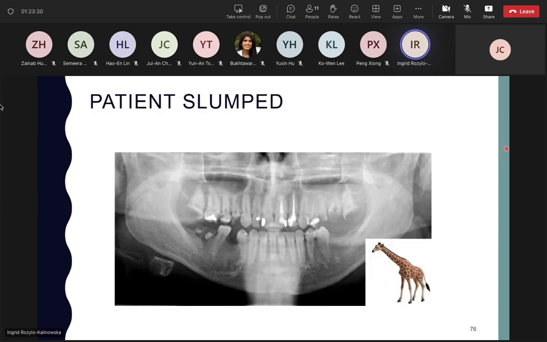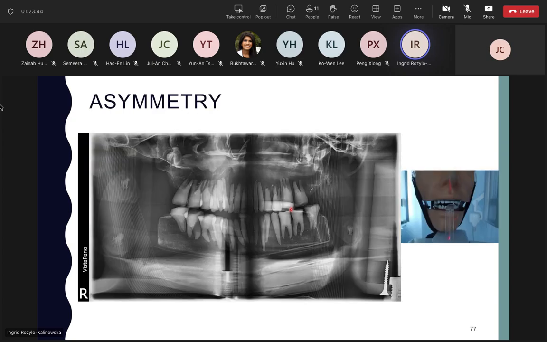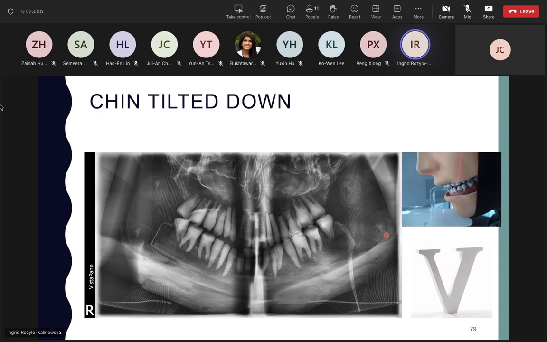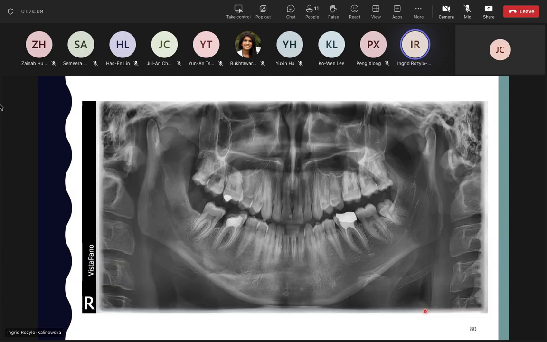If a patient is slumped, so like this giraffe with the head tilted forward, then especially in older panoramic machines, one can see the ghost image of cervical spine. If a patient's head is rotated, then one side of the image is bigger, the other side of the image is smaller. This is a common mistake with the chin tilted down too much, so the Frankfurt plane not horizontal. The occlusal plane looks like a letter V. The obtained radiograph like that.